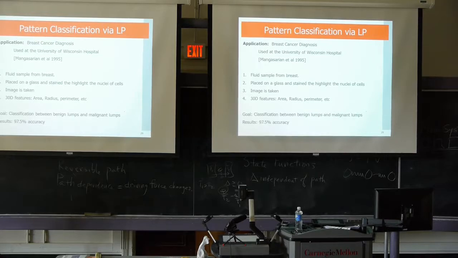And then you can use the linear classification to find where the two classes are. So we have two classes: one class is benign and the other is malignant. And they got 97.5% accuracy.